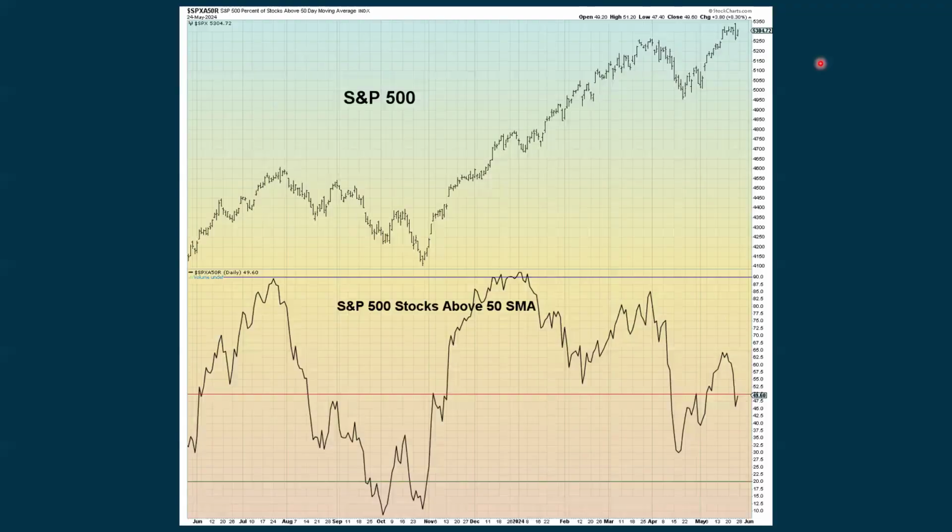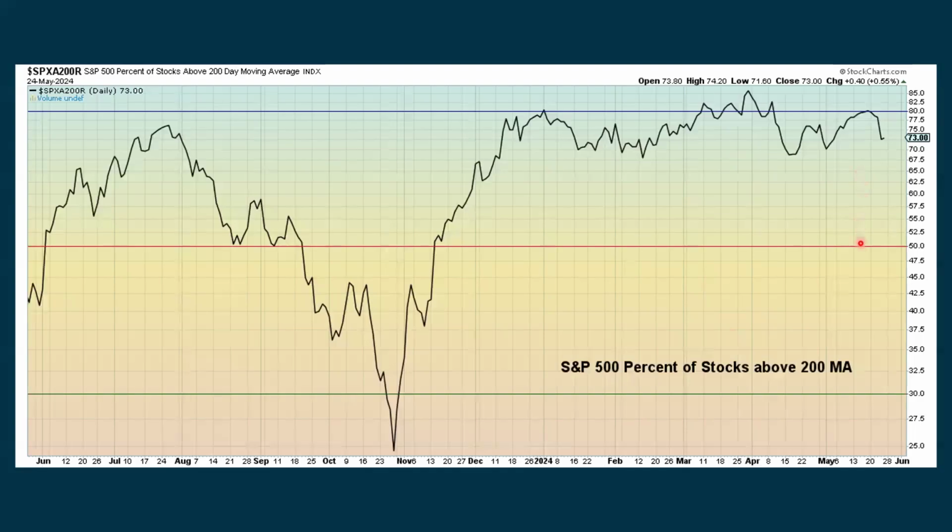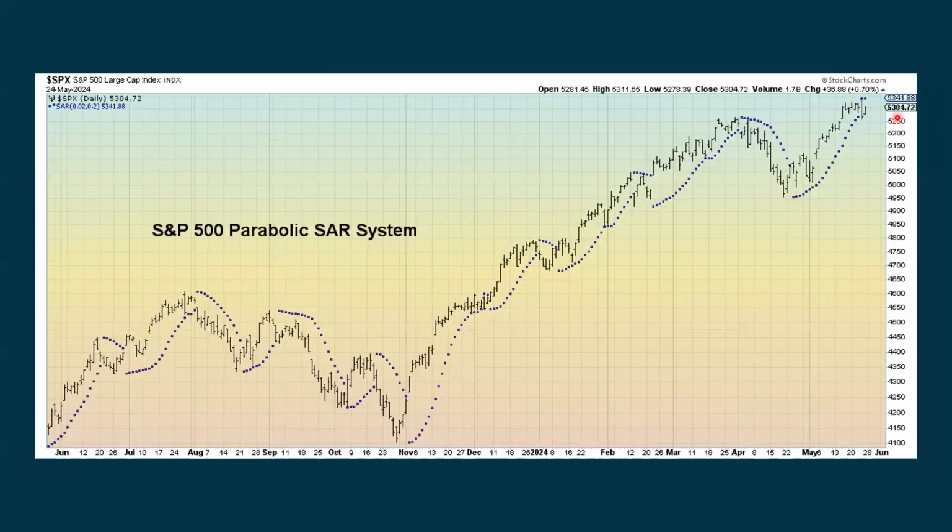Stocks above their 50-day moving average. We're just barely below 50. If we can cross back above, that would be more positive. For the 100-period moving average, we're still above 50 and ticking back up, but we had been declining. And also well above 50. This is longer term. We dropped down, but we ticked up slightly in Friday's session. So this is positive, but we want to see this going back up to remain even more positive.